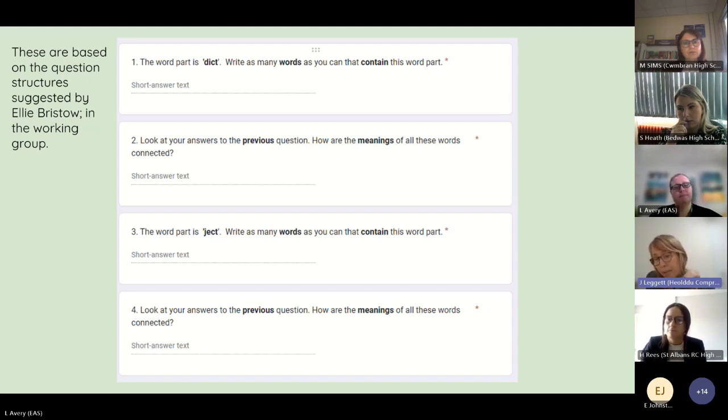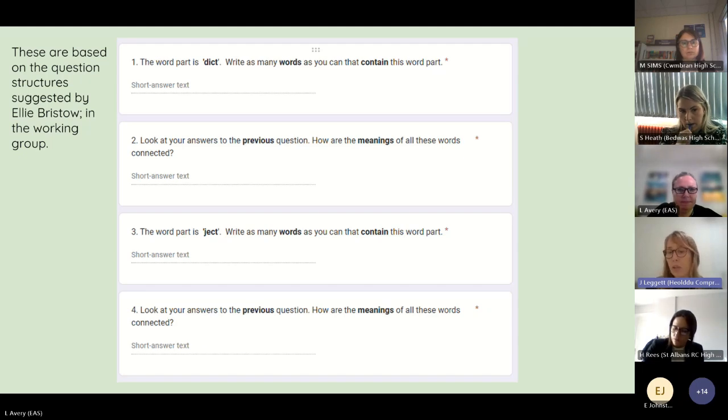These questions here, I keep referencing Ellie Bristow, so I'm utilising what she's done. I haven't created these questions. So she had word parts, such as dict. Can you write as many words that contain that word part? Then looking at the previous question, how are the meanings of all these words connected?